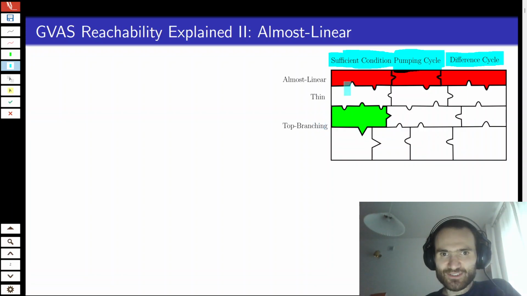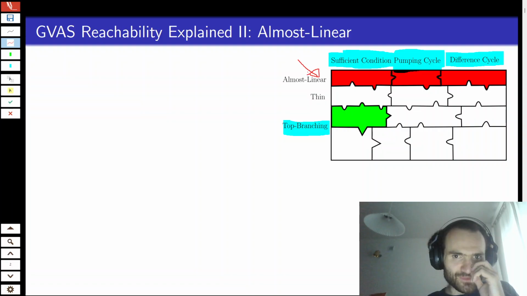And then last time we saw the sufficient condition for top branching, and today we are going to look at the 3 red parts. So we are going to look at all 3 parts for almost linear. In particular, after today's video, you will be able to write the reachability algorithm for almost linear grammars.